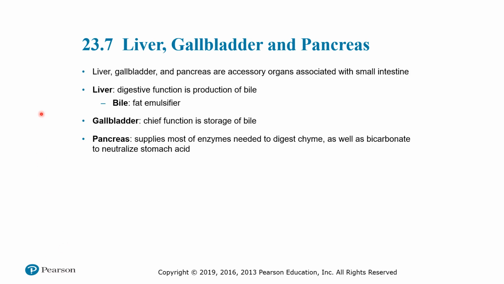So there are three accessory organs which secrete their secretions into the alimentary canal. They are the liver, gallbladder, and pancreas. The liver's function is to make the bile, and that bile is a fat emulsifier. Just like detergent, it emulsifies the fat, and that bile is stored in the gallbladder. And then we have the pancreas, and as you have already learned, the pancreas secretes many enzymes into the alimentary canal, and it also secretes bicarbonate to neutralize the stomach acid.